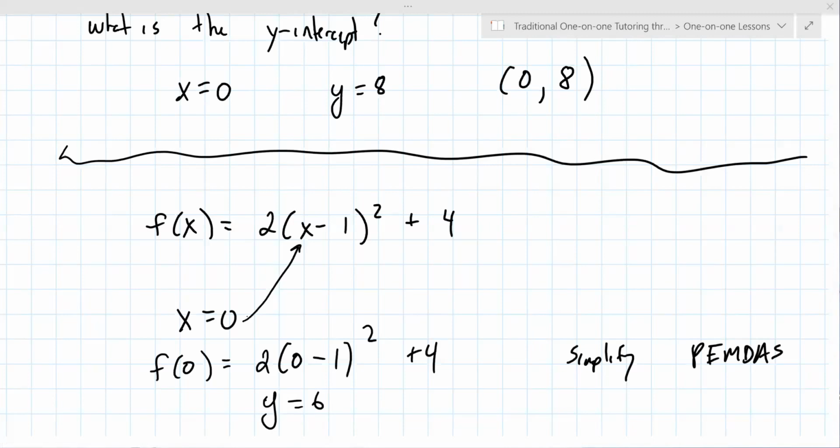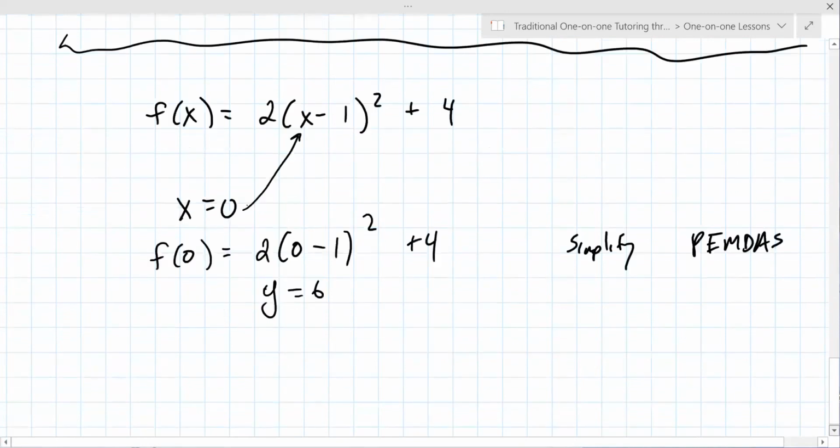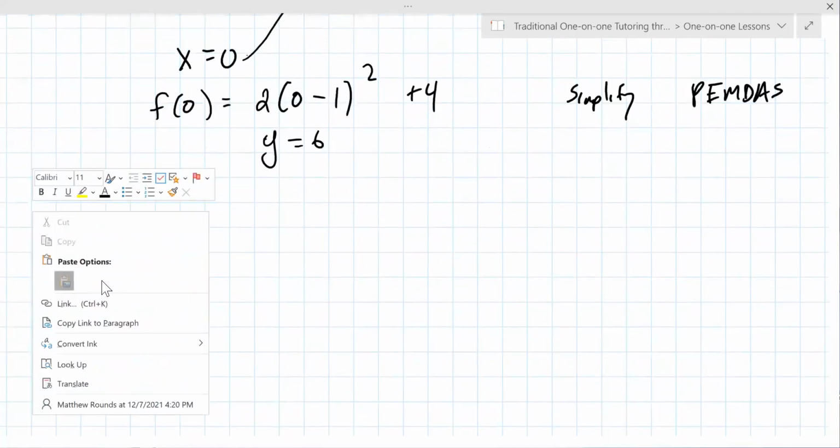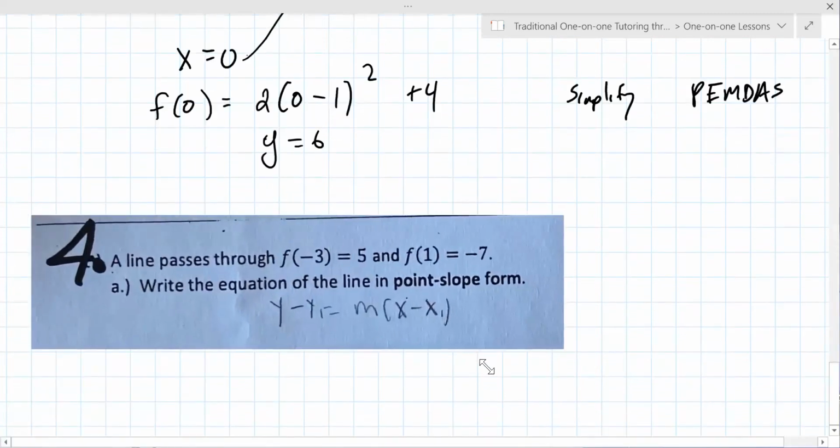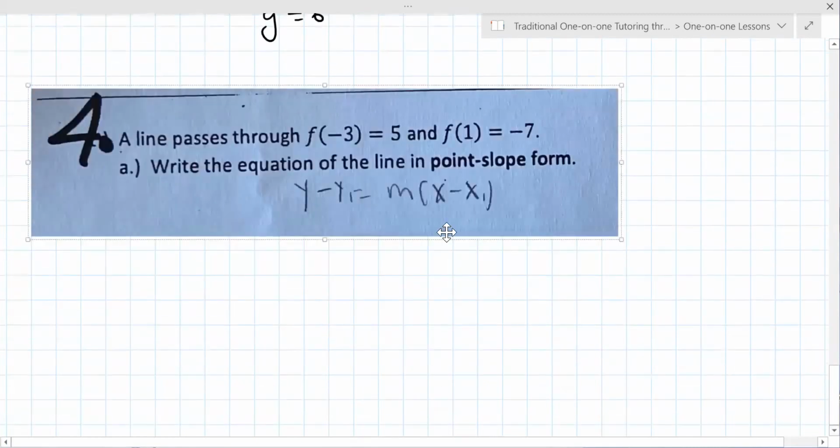Okay, let's go to question 4. Is that okay? Yeah. So write the equation of the line that passes through this point. Okay, so here we go. I'm going to snip this in. In point slope form. So you have correctly written point slope form here. This is your handwriting, I'm assuming. Yeah. Okay, so this is correct.